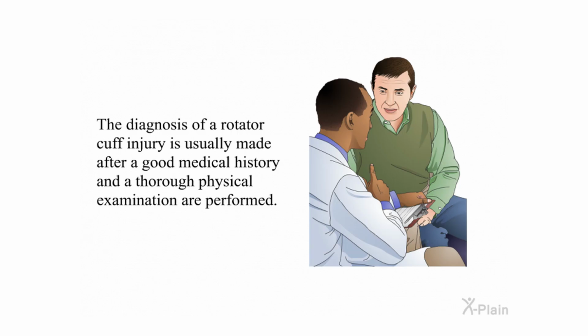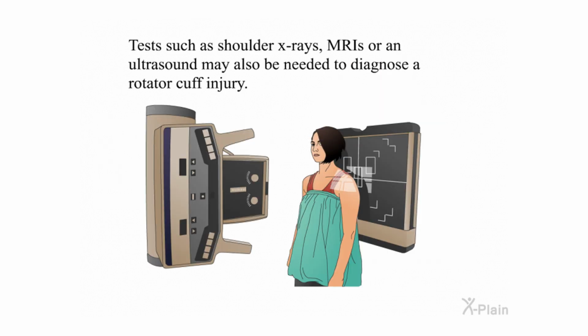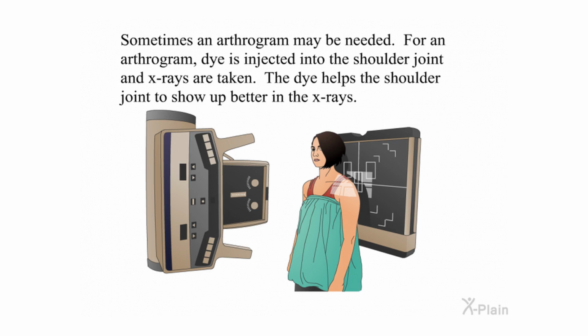Diagnosis. The diagnosis of a rotator cuff injury is usually made after a good medical history and a thorough physical examination are performed. Tests such as shoulder x-rays, MRIs, or an ultrasound may also be needed to diagnose a rotator cuff injury. Sometimes an arthrogram may be needed. For an arthrogram, dye is injected into the shoulder joint and x-rays are taken. The dye helps the shoulder joint to show up better in the x-rays.